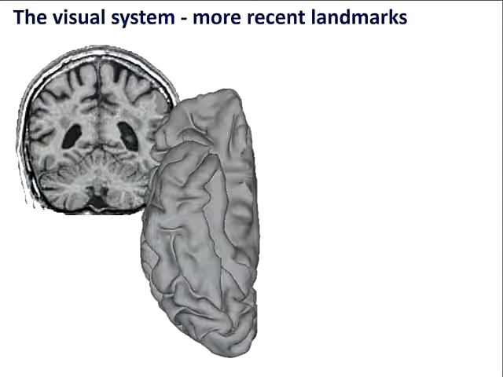And as a last example of the visual system, we also see landmarks which are quite tiny. The ones that I showed you in the last slides are very, very prominent. And most of you would say, okay, I heard about those maybe a little bit at least. This one is a quite recent landmark, and it's a very tiny one. We are still in the occipital lobe. Here, again, a coronal section.